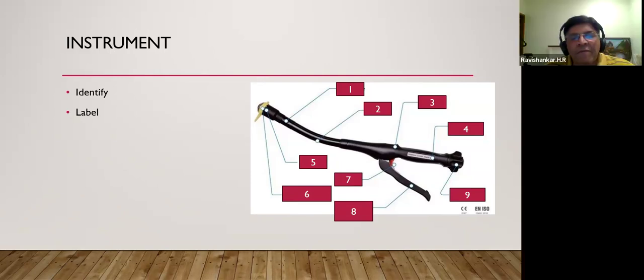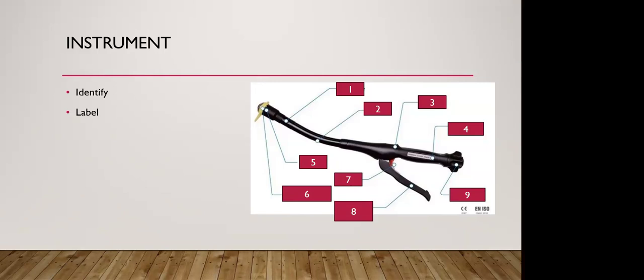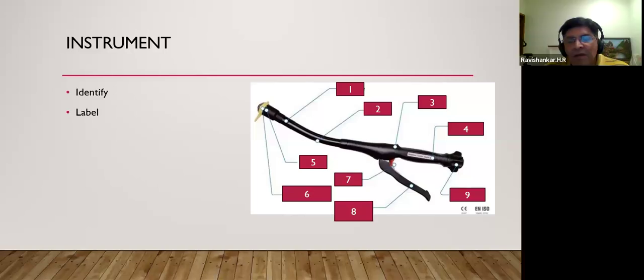Okay, anyway, label the parts of this one. Name the labelled parts. Yes, sir. One will be the cartridge, sir. 2 is shaft. 3 is window. 4 is handle. And 5 is protector, sir. 6th will be the anvil. 7 is safety. 8 is trigger. 9 will be adjusting nut, sir. Okay.